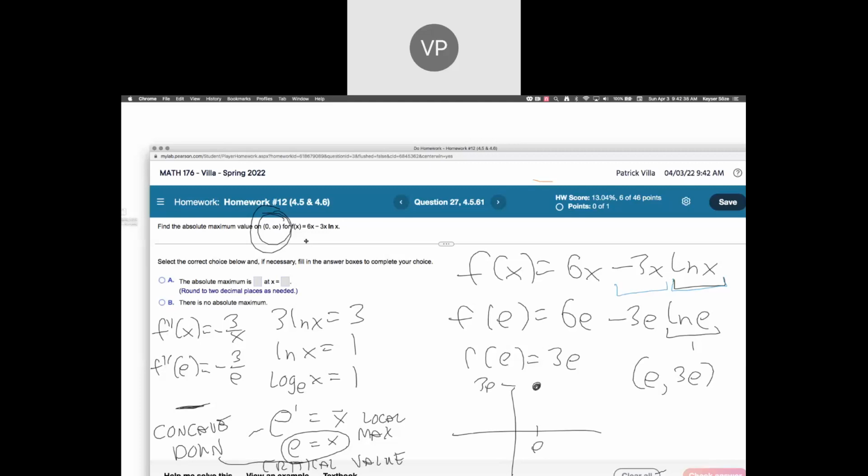We knew it was concave down in that area. We just don't know what happens over here, what happens over here. Well, like I said earlier, if it was going to turn upward, that's the only thing that would mess up my idea of this being the absolute maximum.